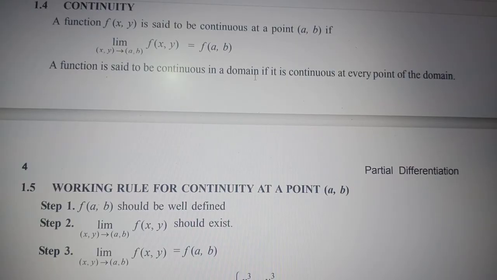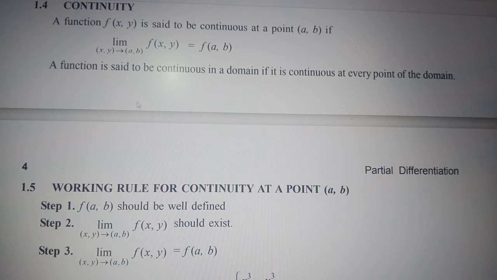Next, we are going to describe what is continuity. A function f of x comma y is said to be continuous at a point a comma b if the limit of the function is equal to the function value. That is, the limit as x comma y turns to a comma b of f of x comma y is equal to f of a comma b.